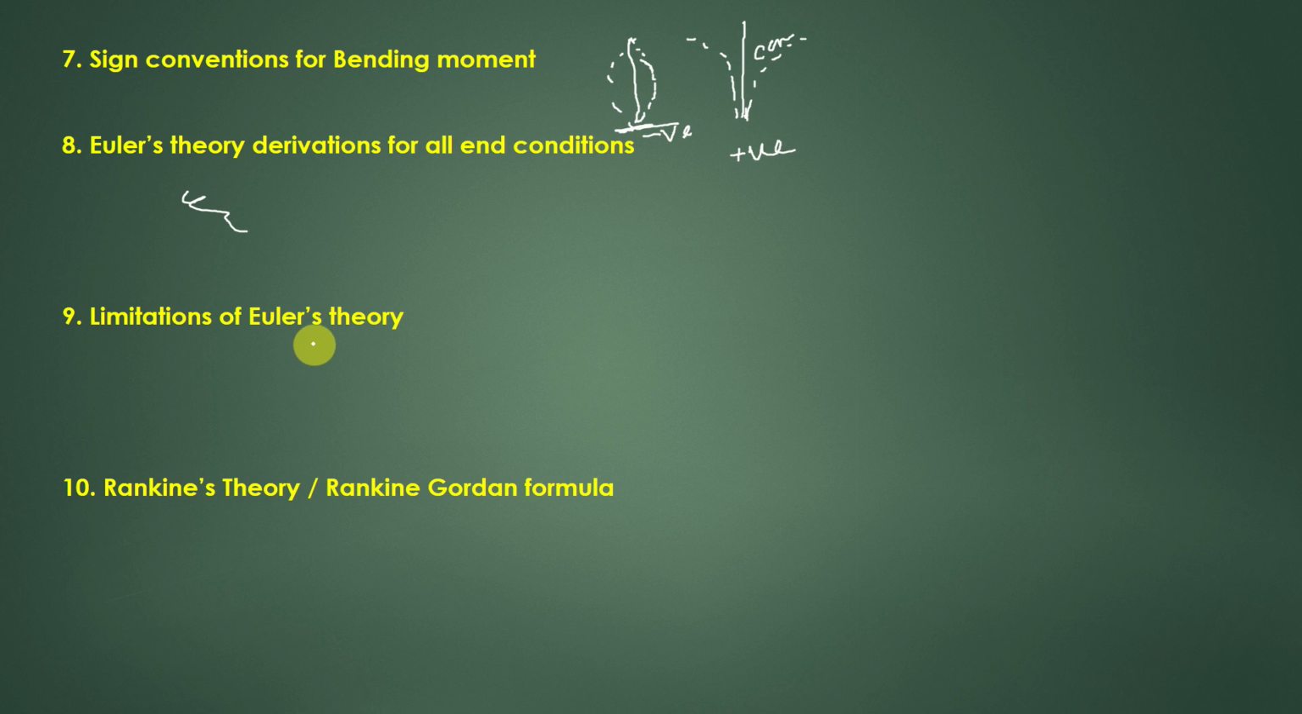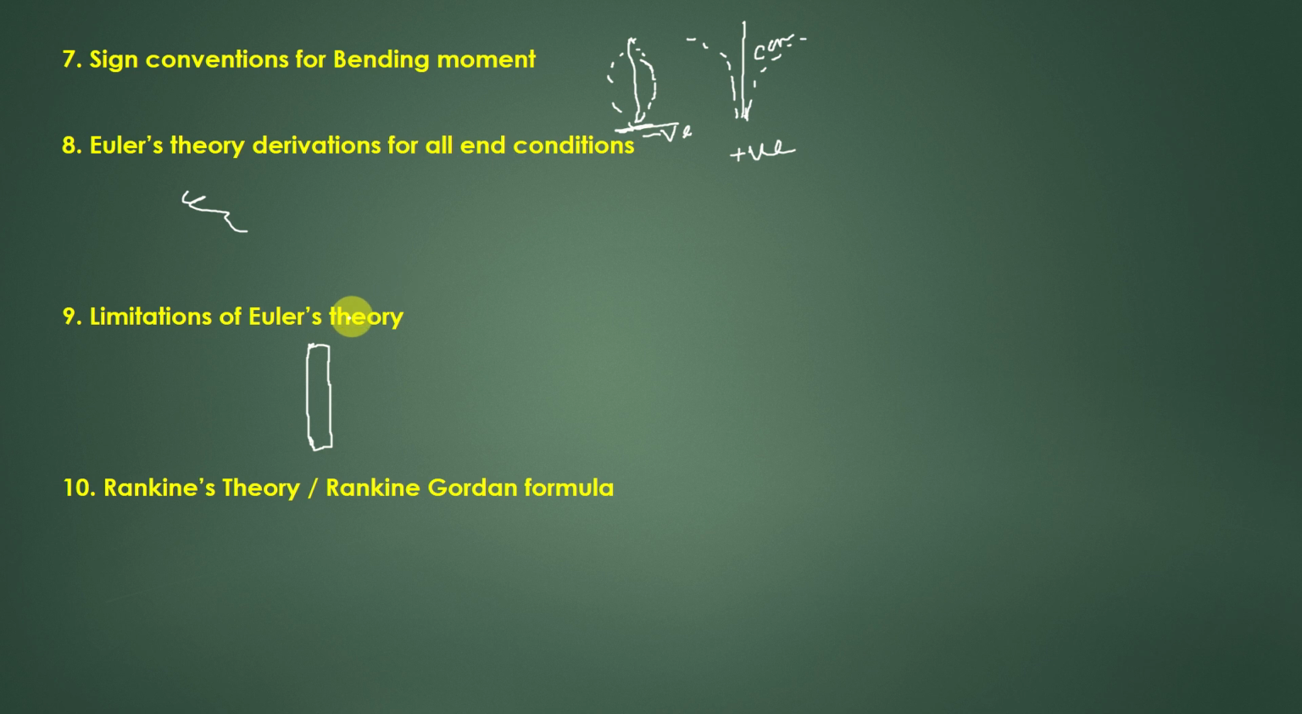The main limitation of Euler's theory is its assumption. It says that the column should be exactly straight. There should not be any crookedness in the column. But that is not actually possible in reality. Every column will have more or less crookedness that cannot be seen with the naked eye. So Euler's theory may not be applicable in practice.